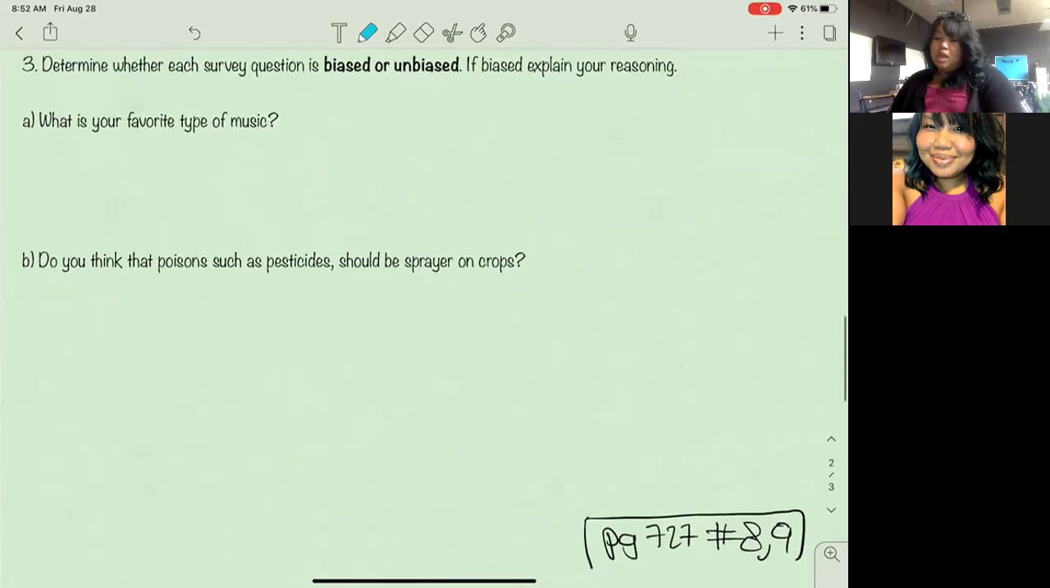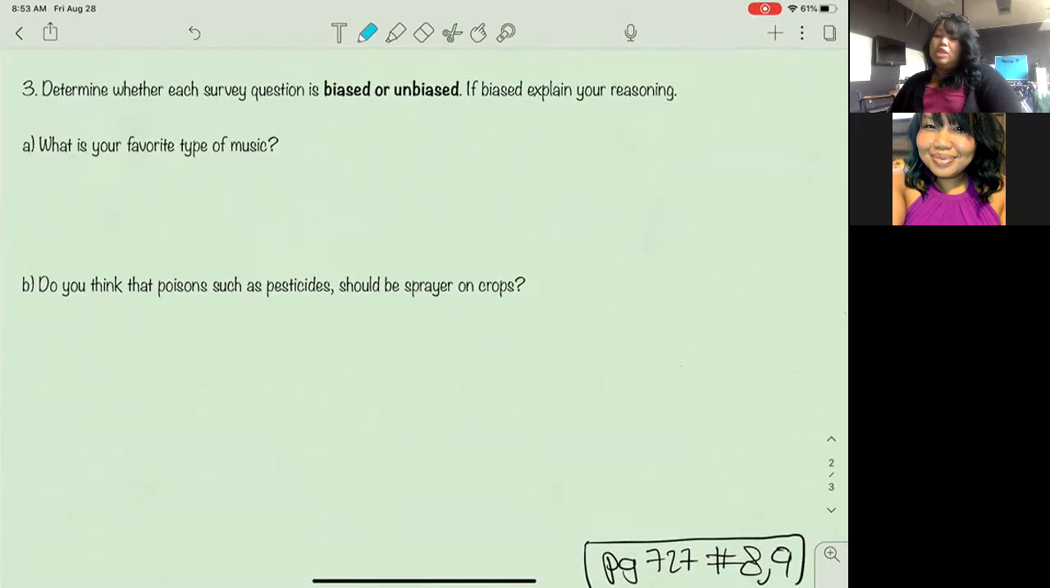The last one is determine whether each survey question is biased or unbiased. That's an important one. If biased, explain your reasoning, because it's one thing to take a survey and it's another thing to give a survey, but if you give a survey with biased questions, yes, you will have truth in it because the answers will be the person's truth, but you sway it.